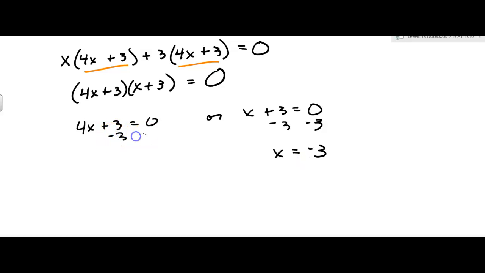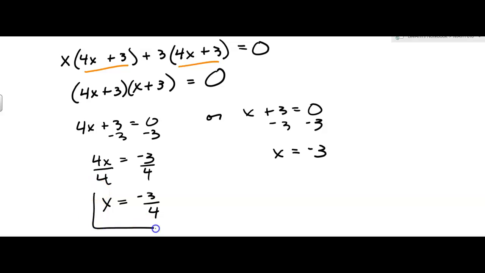This one, we'll have to solve it. It's a linear equation. We get 4x equals -3, and divide both sides by 4. We get x equals -3/4. So we get two answers, x equals -3/4 and x equals -3. Again, you could check them if you wanted to. Okay, very good.